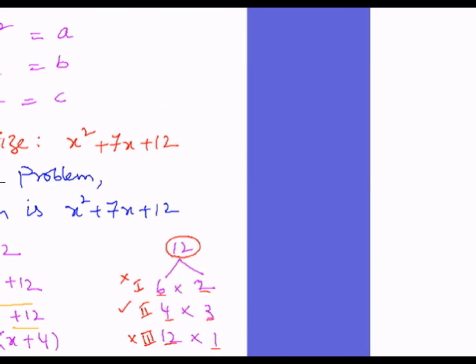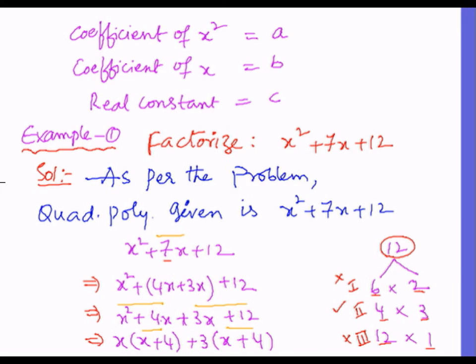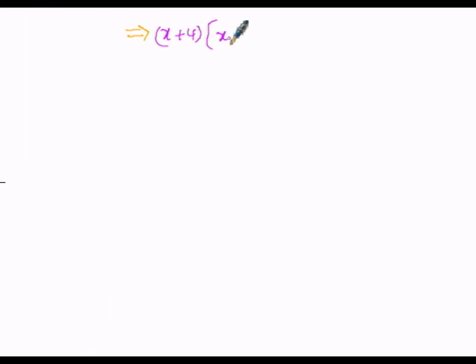That implies, when x plus 4 is taken out as common, then within the bracket, in the first term x is left over, and in the second term 3 is left over, that is, x plus 3 is left over as the second factor. So x plus 4 into x plus 3 are the factors of the given x square plus 7x plus 12.